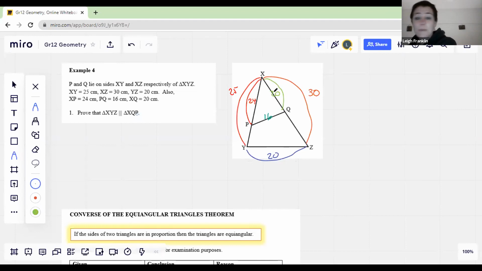Okay, so it's going to be a side over a side, and then we're going to sub in the numbers, and then we're going to simplify the proportion. Okay, so now we've got to figure out which sides actually go together.